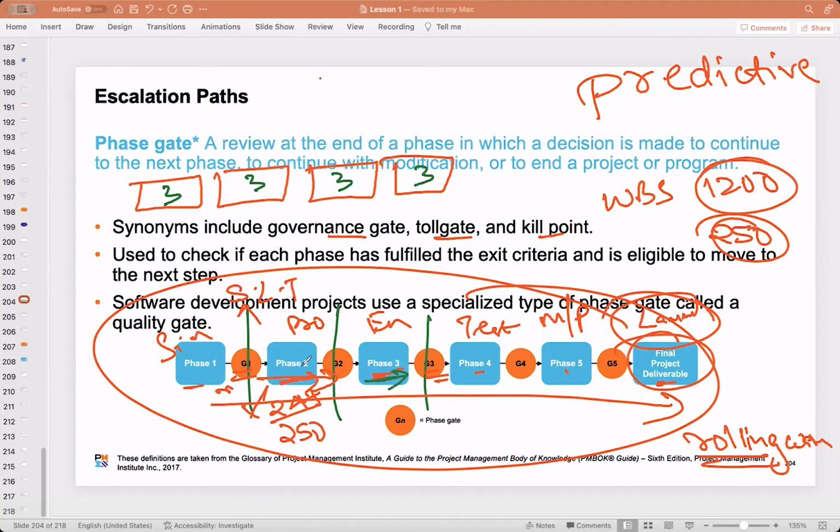Here, for the scope, the duration gets fixed. Are you getting, guys? Maybe phase 2 is just 3 months. Phase 3 is 7 months. And phase 4 maybe 2 months. Is that clear? That is the way it is. It is for the scope that the duration is getting defined. In agile it is not like that. The duration is getting defined first.